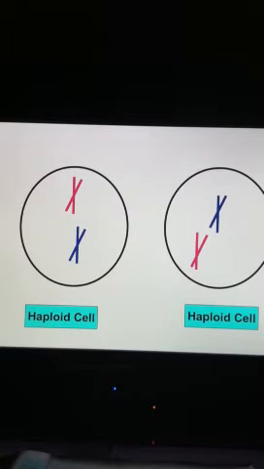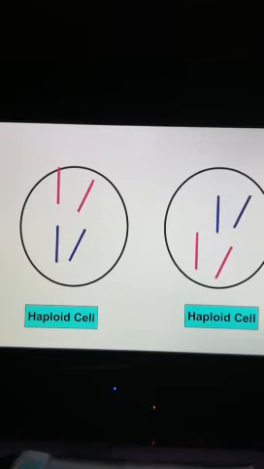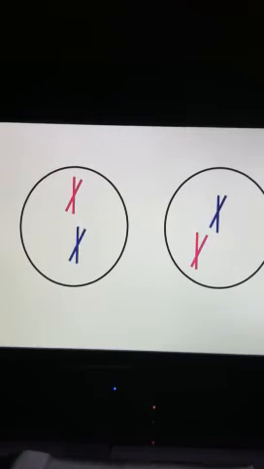Now, what's going to happen next is we still need to divide the DNA. Because if you think about it, if we were to separate it like this, we would end up with a cell that has 4 chromosomes. And we don't want that. We need a cell that has 2. We need a haploid cell. So our next step is we actually have to separate these sisters.